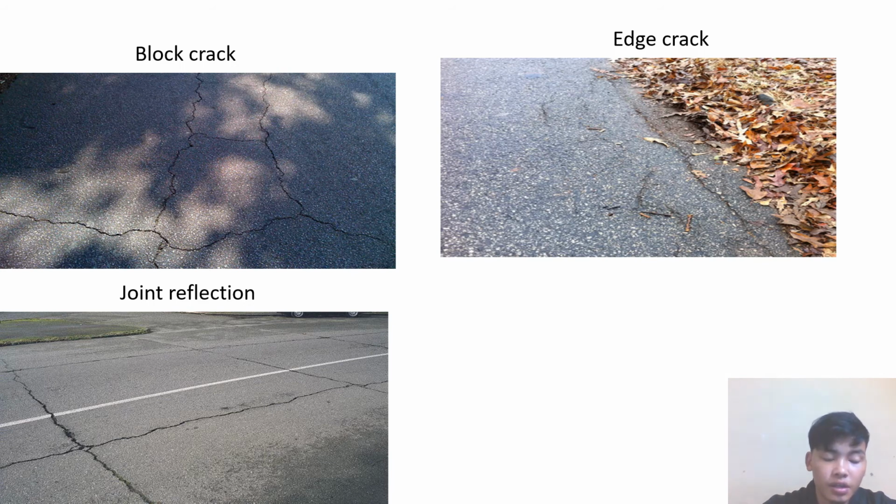Edge crack. It is caused due to poor drainage condition and lack of support at the pavement edge. Joint reflection. It is another type of pavement failure. These are cracks in a flexible pavement overlay of a rigid pavement, that is, asphalt over concrete. They occur directly over the underlying rigid pavement joint.